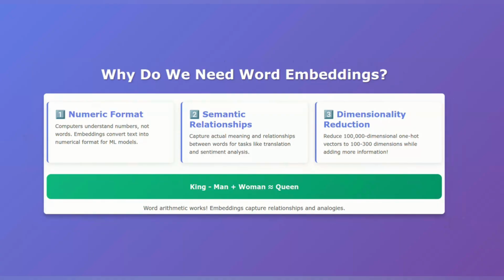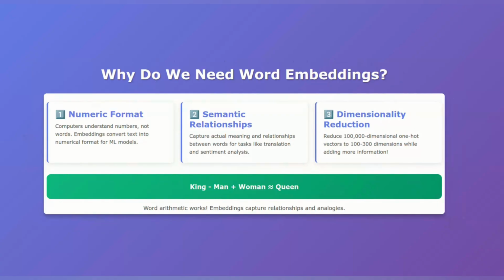Number 3, dimensionality reduction. Remember that sparse one-hot encoding? If you have a vocabulary of 100,000 words, that's 100,000 dimensional vectors. Embeddings reduce this to typically 100 to 300 dimensions while actually adding more information. That's powerful.